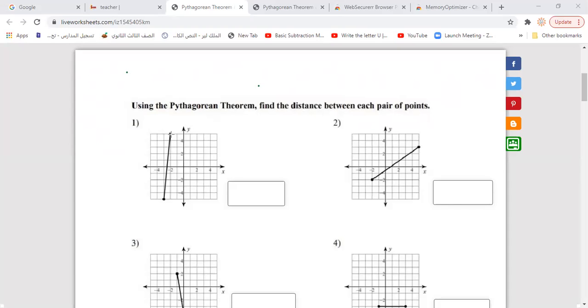In this question, he said using the Pythagorean theorem, right? Then we can draw a vertical line, and then we will draw the horizontal line to intersect at one point. Then now we have a right angle triangle, and we have a line parallel to the x-axis and a line parallel to the y-axis.